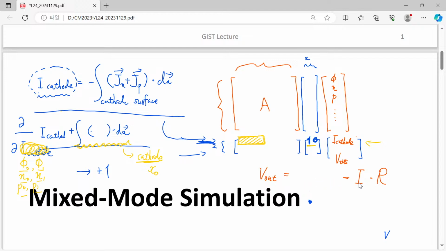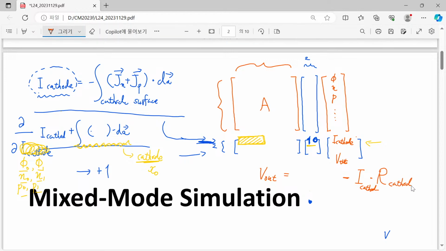And how about this I and R? In this case, I should be cathode current and R should also be cathode resistance. In our specific example, it was set as 1 kilo ohm. So now our residue becomes V out plus I cathode times R cathode equal to 0.